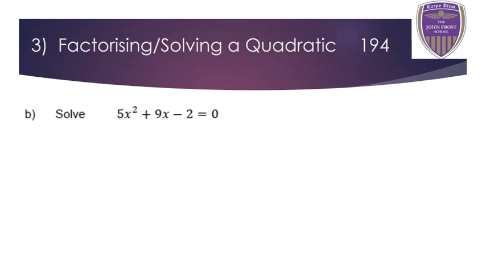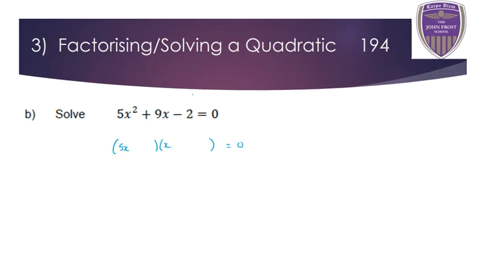For a non-calculator maths paper, you wouldn't be expected to use the quadratic formula to solve this. You would be expected to factorize the quadratic term on the left-hand side first. So to make my 5x squared, I know that I'm going to need 5x in the first bracket and x in the second bracket. Now I'm going to ignore the equals naught for now because I'm going to concentrate on the factorizing.